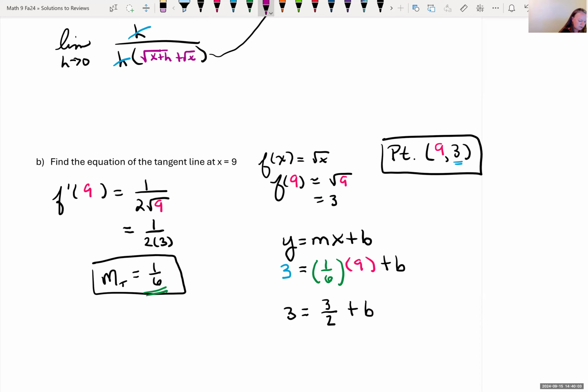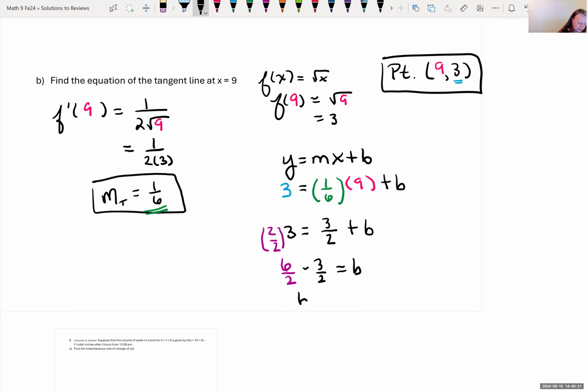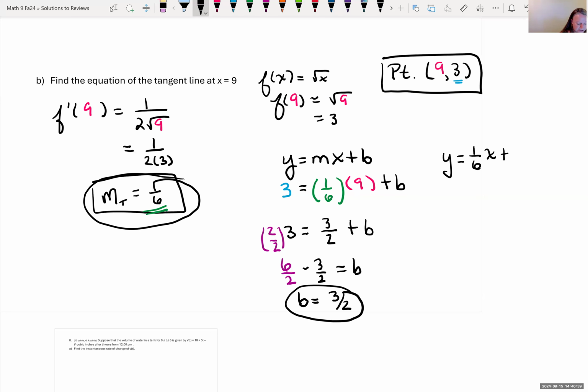I notice when I subtract 3/2 to get b by itself, I'm going to need a common denominator, which is 2. So I have 6/2 minus 3/2 is equal to b. So my b value here is equal to 3/2. So knowing my y-intercept and knowing my slope of the tangent line, I can find the equation of the tangent line. y is equal to my slope, 1/6, times x plus b, so plus 3/2. So that's the equation of the tangent line at x equals 9.